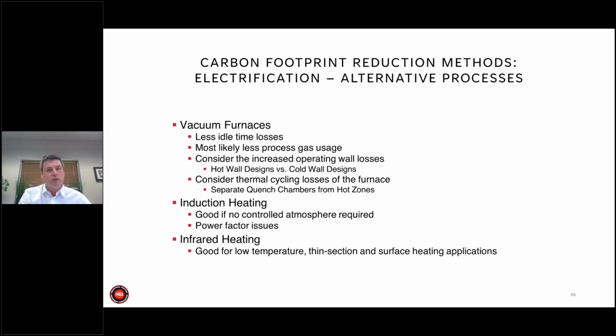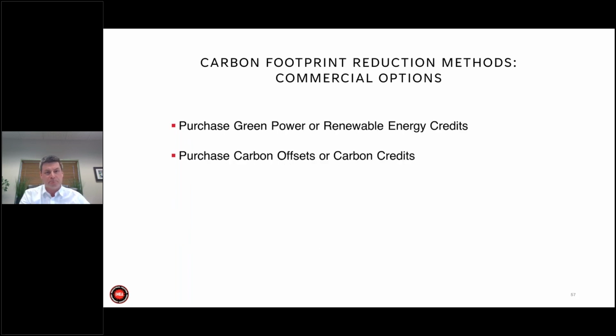Induction heating is a great, wonderful thing to do if you don't have any controlled atmospheres required, but you do have to consider the power factor issues, like we talked about before. Infrared heating is great for low temperature, thin section surface heating applications. It is definitely something to consider if all you're trying to do is just heat the surface of something, especially at low temperatures.